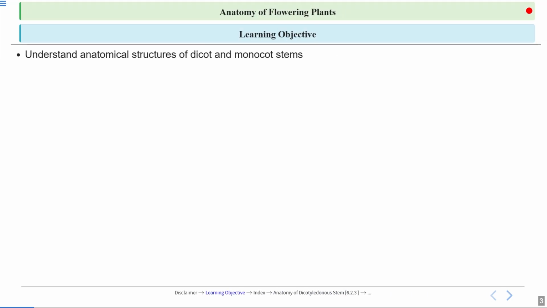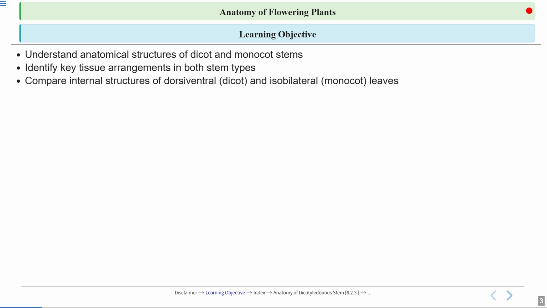Learning objective. Today's learning objective is to understand the anatomical structures of the dicot and monocot stems. So today we are going to study the anatomy of the dicot stem and monocot stem. We will see the different layers of cells and tissues present in the stems of both dicot and monocot. Next learning objective, identify the key tissue arrangement in both stem types. So we will see the types of tissue arrangement in the monocot as well as the dicot stem.